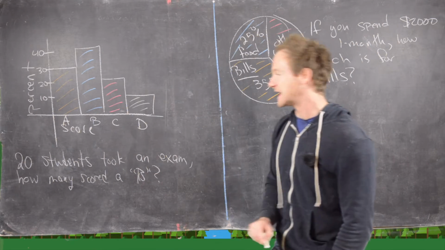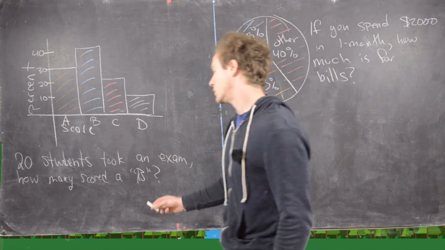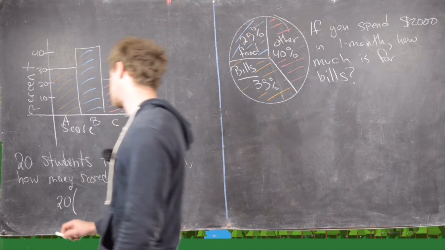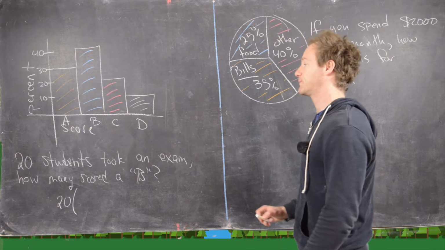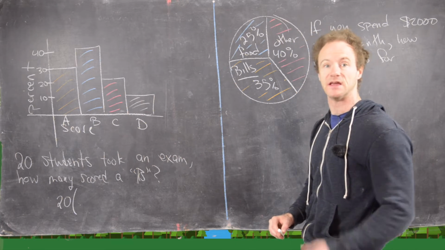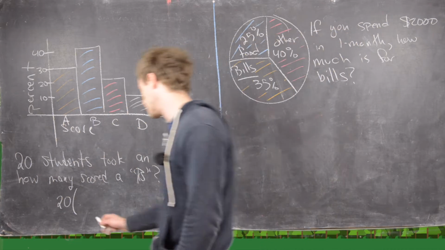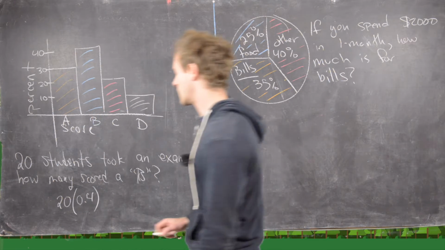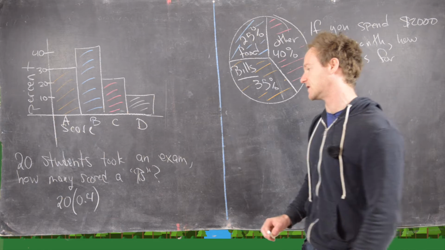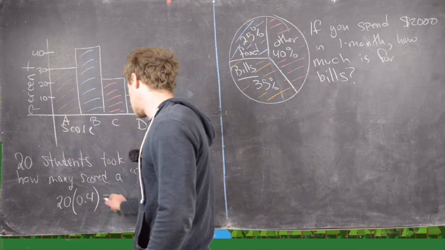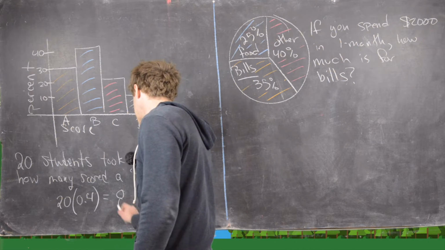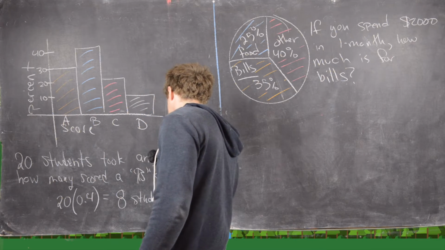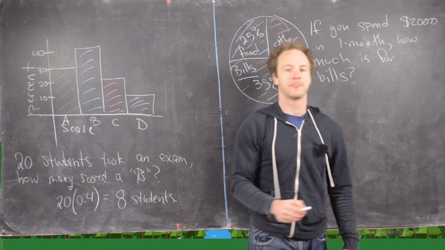Okay, so we can answer that in the following way. We can take those 20 total students in the class and multiply it by the percent that scored a B, because we know what percent scored a B. That's going to be 0.4. So in other words, we're finding 40% of 20, but notice that is going to be 8. So that means 8 students scored a B. Okay, great.